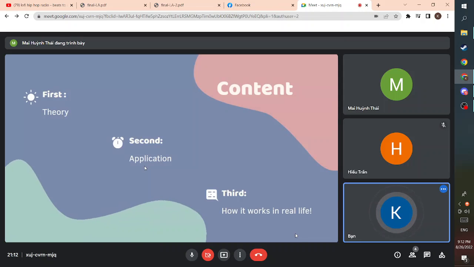We have three contents. The first one is about the theory, the second one is about our application, and the third one is how it works in real life.